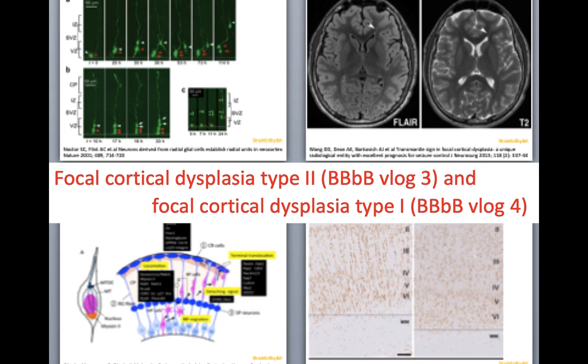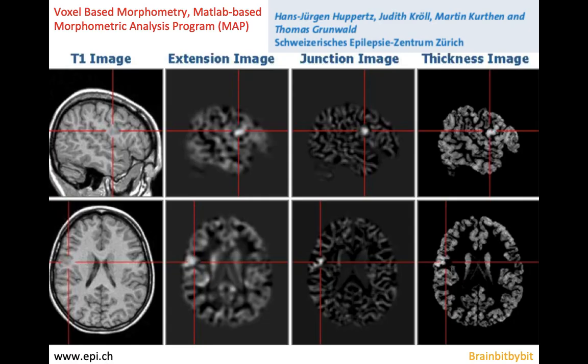previous vlogs. And sometimes a small focal cortical dysplasia escapes visual attention on MRI. And for that reason, several post-processing methods have been developed. And one of them is a program that is used in many hospitals, including the one I work in. And that's called Morphometric Analysis Program by the Swiss group led by Huppertz.